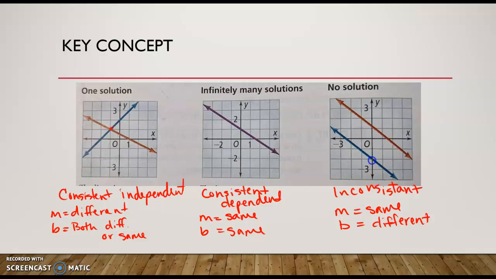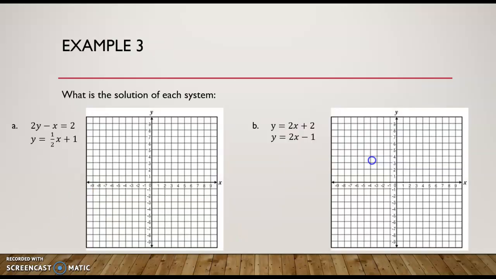All right, moving on to our very last questions. So what is the solution to each of these systems? I'm going to rewrite this first one as y equals. So I'm going to add x. So I got 2y equals x plus 2, divide by 2. So y would equal 1/2 x plus 1. Now if you notice, that is the exact same as this above because we have the same slope, same y-intercept.